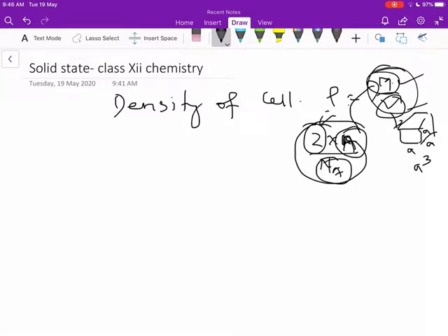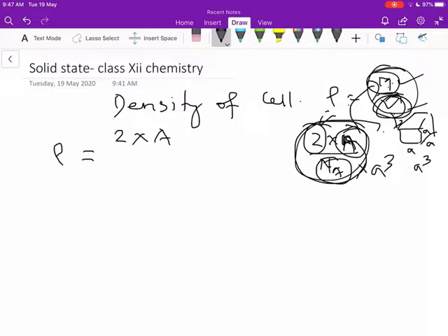So density of a unit cell is equal to mass by volume, and if mass is this, we have to divide that mass by volume, and volume is A cube. So that is the density formula. If I am writing the density formula here, density of the unit cell is equal to Z into A.